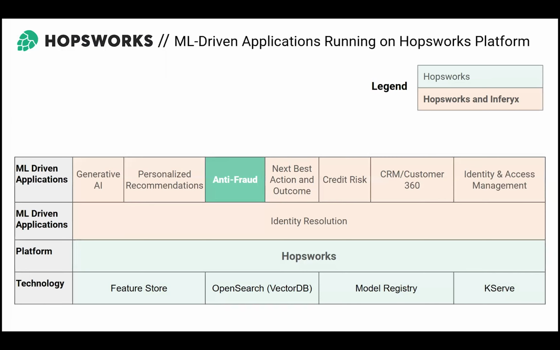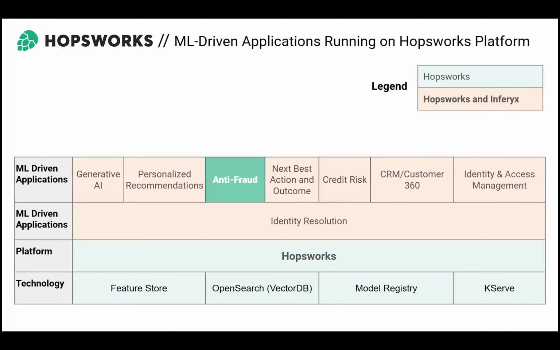This is another high-level overview, which shows that at the bottom of HopsWorks, we are combining the feature store, the OpenSearch vector DB, the model registry, and KServe. These are the various components that are required to build an ML platform. It starts with the feature store, which contains all your features, keeps the versioning of it, and allows you to do both online and batch.